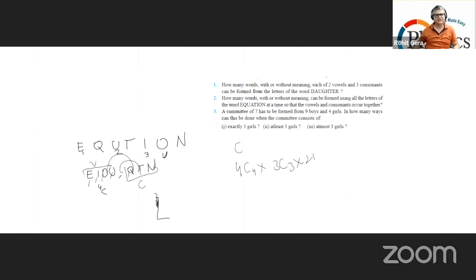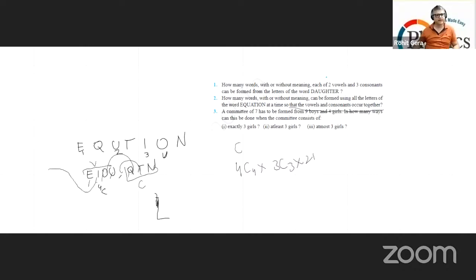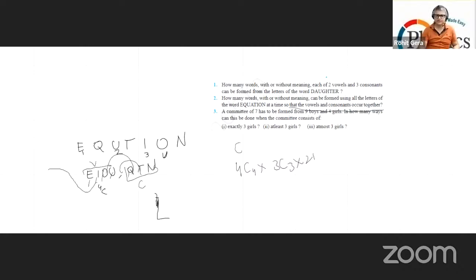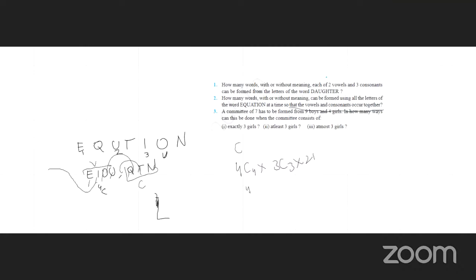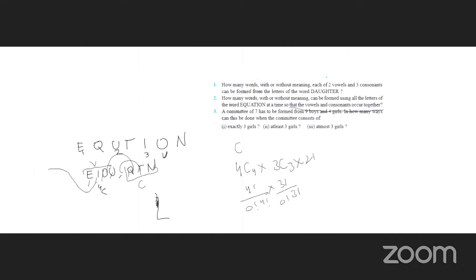Because there is a limitation, they have to be together. So two bundles get created. Each bundle is 4C4 and 3C3 into 2 factorial. So the answer is 2. 4C4 is 1, 3C3 is also 1, so it will be 2 only.